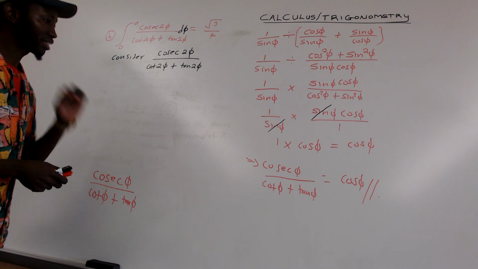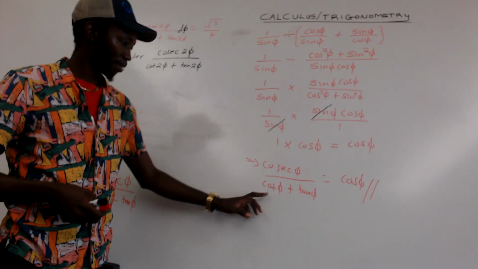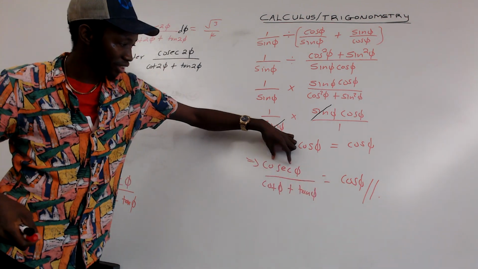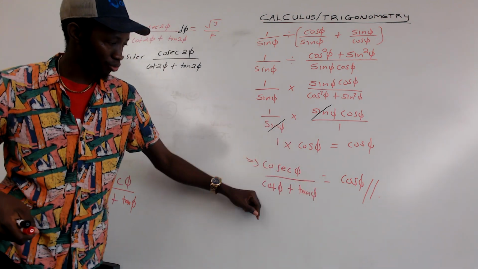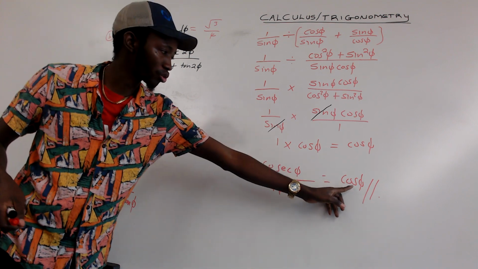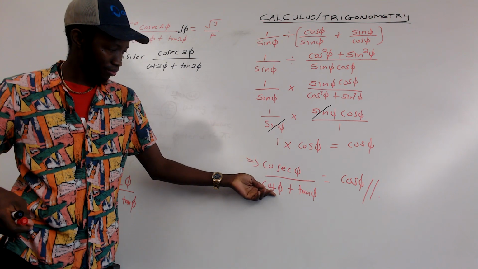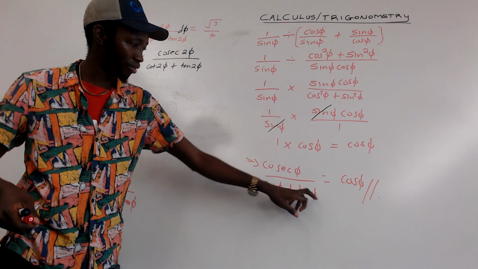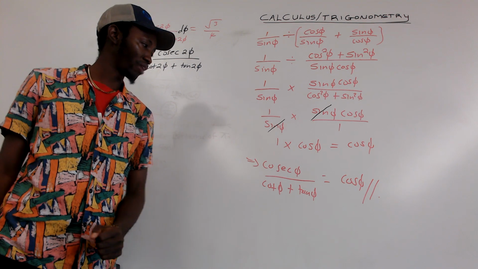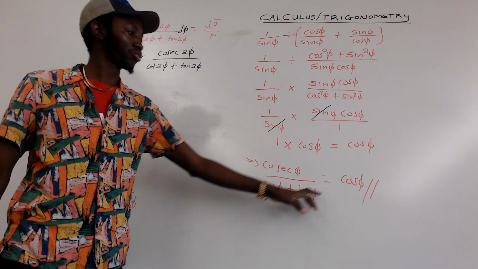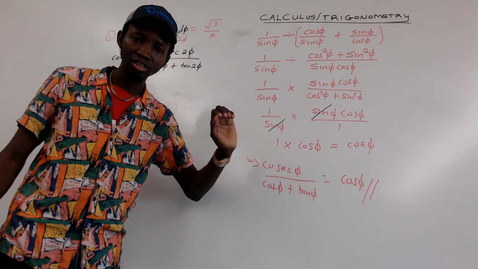But since cosec phi divided by cot phi plus tan phi gives us cos phi, therefore if here is cosec 2 phi, cot 2 phi, tan 2 phi, it's going to give us cos 2 phi. If here is cosec 5 phi, cot 5 phi, tan 5 phi, it's going to give us cos 5 phi. Or let's say here is cosec 3 phi, cot 3 phi, tan 3 phi, it's going to give us cos 3 phi. This is what I'm trying to say.